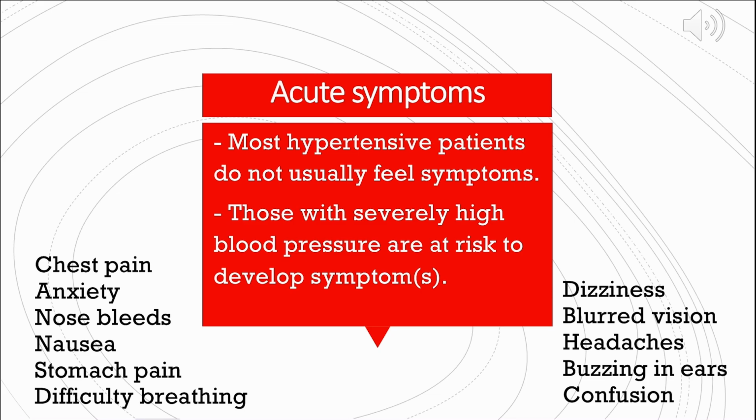Those with severely high hypertension, for example, 180 systolic over 100 diastolic, may experience chest pain, anxiety, nosebleeds, nausea, stomach pain, difficulty breathing, dizziness, blurred vision, headaches, buzzing in the ears, or confusion.